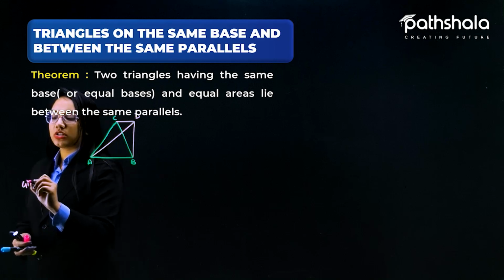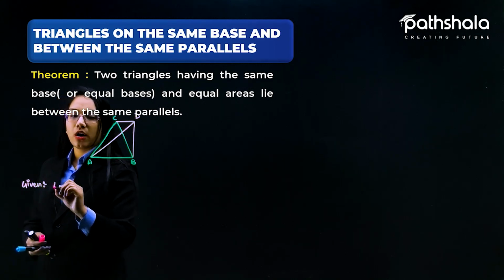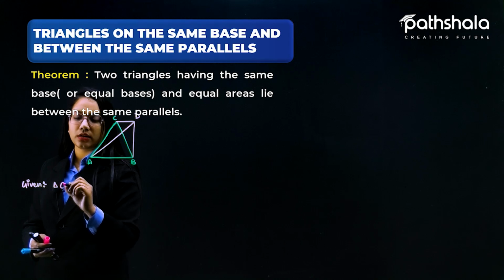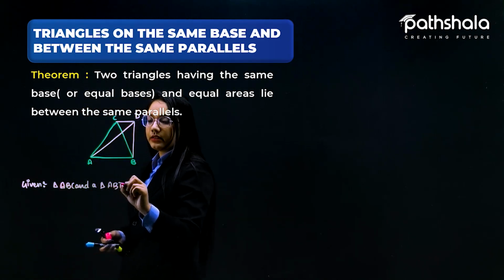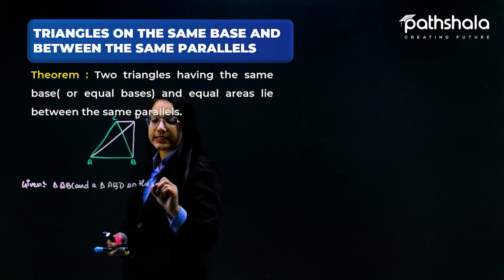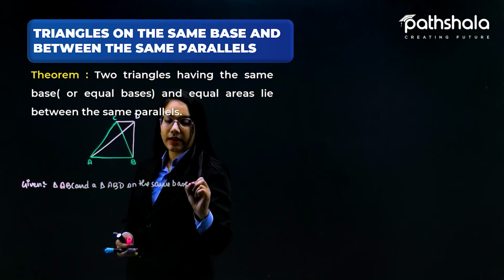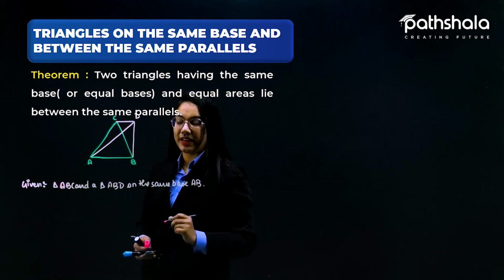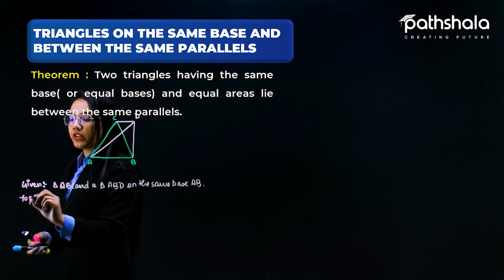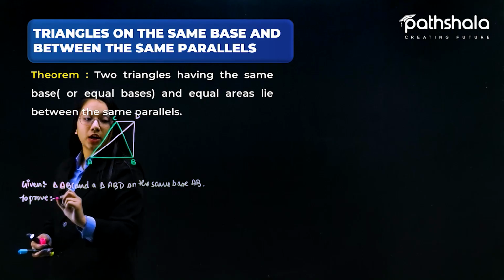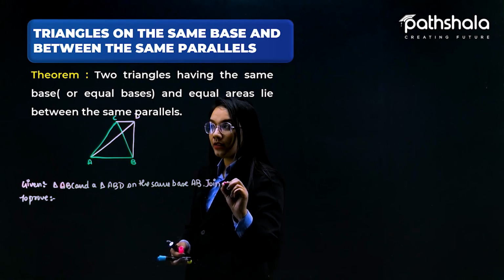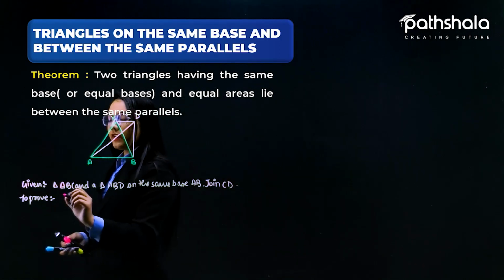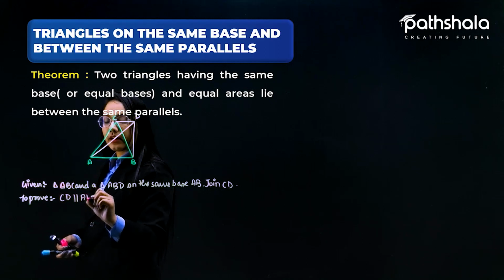Let us start with the given condition: we have a triangle ABC and a triangle ABD on the same base AB. What we have to prove over here is that, if I join CD, CD is actually parallel to AB.